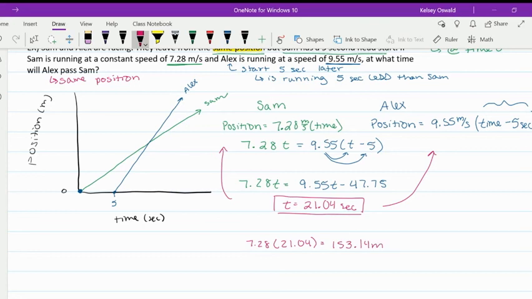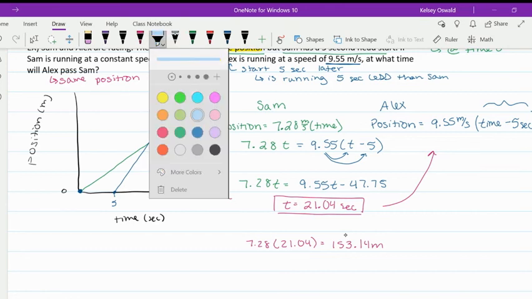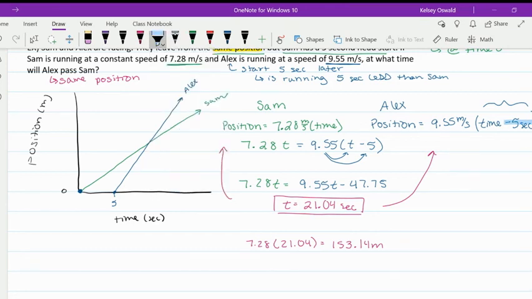Okay, so it's super important that when you have these questions where they're starting at different times, you always subtract the delay. So always subtract how much later your second person is leaving by. Okay, and that's super important because then you're not saying that they're running for more time than they are. We need to show that Alex is running for 5 seconds less.